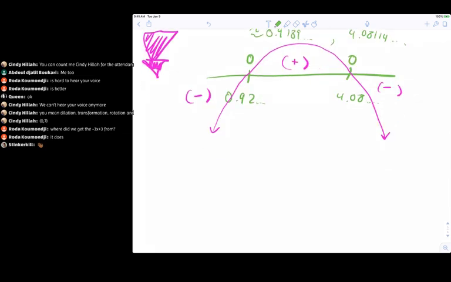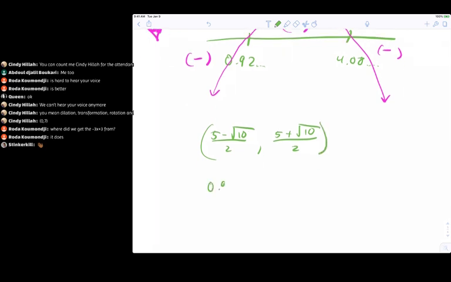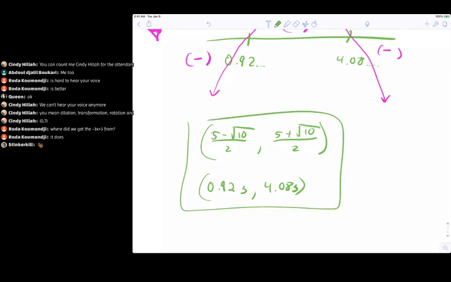5 minus the square root of 10 over 2, and 5 plus the square root of 10 over 2, in parentheses. Or you can say approximately between 0.92 seconds and 4.08 seconds. All right, so we're going to go with that. Okay, let's see what we got going.